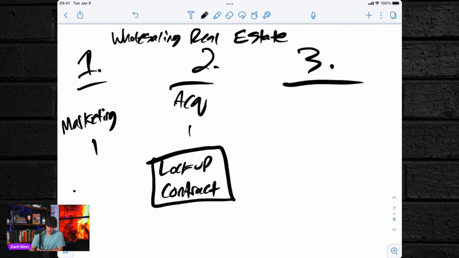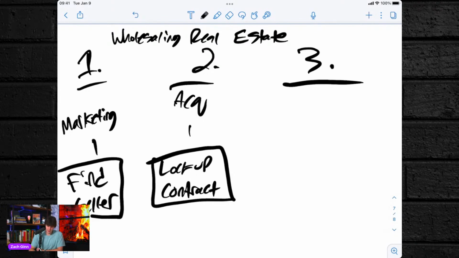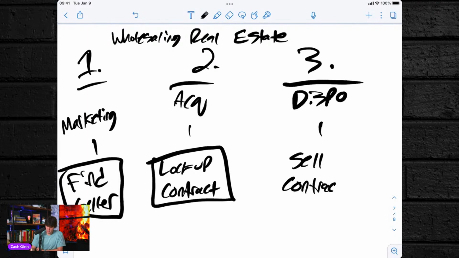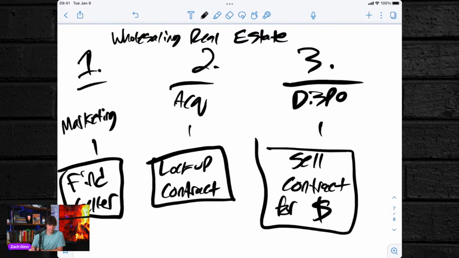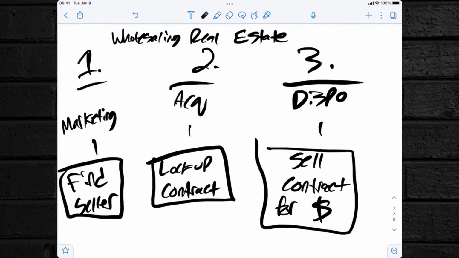Marketing is going to be able to just find a seller. That's pretty much what it is. And then number 3 is just dispo, which is basically cash buyers. This is just going to be sell the contract for money. My handwriting's terrible, but deal with it, right? That's what these 3 are, okay? You find the seller, you lock up the contract, you sell the contract.